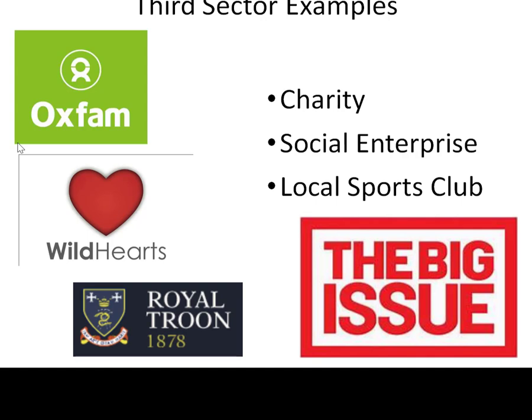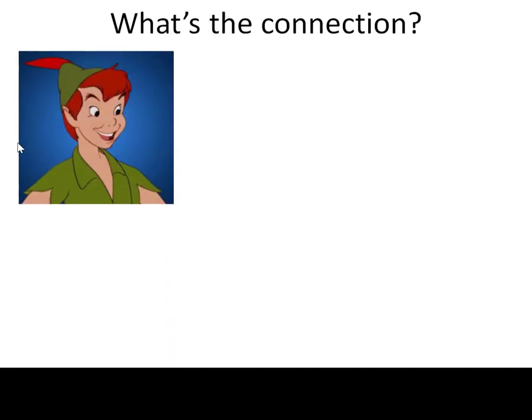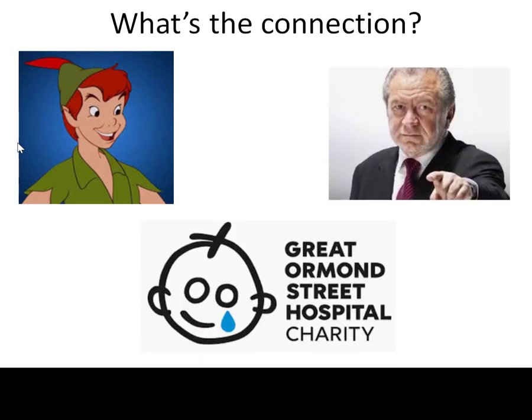So let's look at charities. Here's a question for you. What's the connection? Peter Pan, Alan Sugar, Great Ormond Street Hospital. Well, the connection is J.M. Barrie, who wrote Peter Pan, a Scot, he left the rights to Peter Pan to Great Ormond Street Hospital. So any time there's a stage play or musical or film, Great Ormond Street Hospital will receive a percentage of the profits, a royalty so to speak.